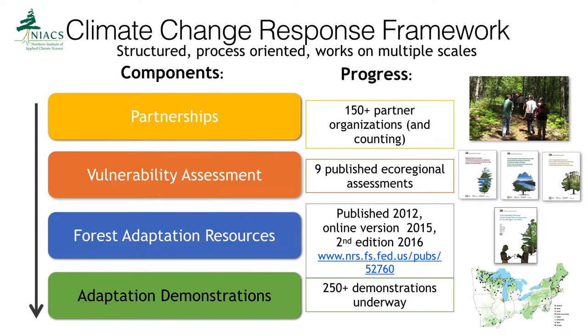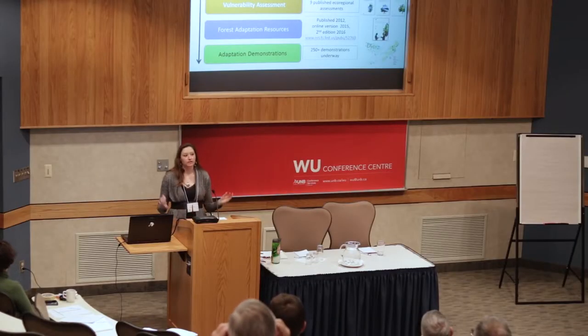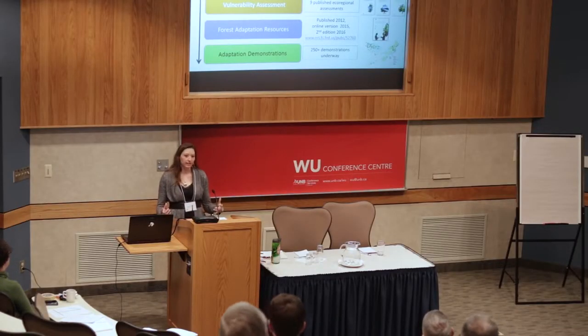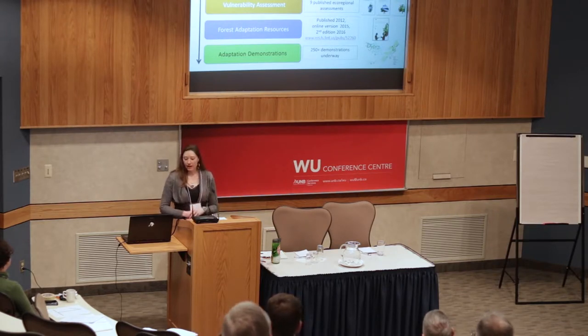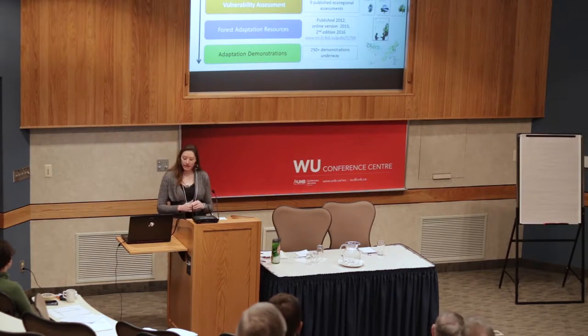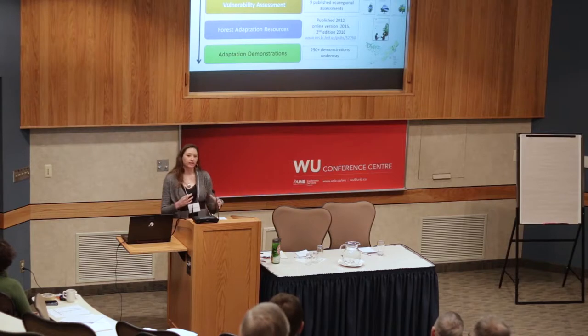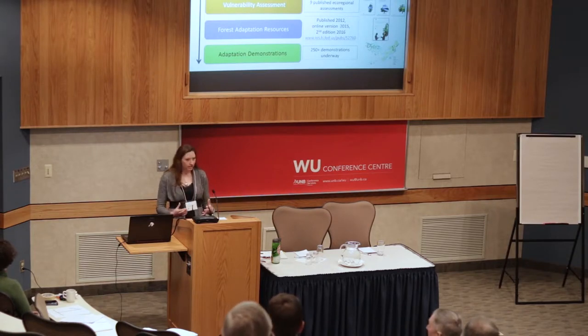We are working with all kinds of partner organizations across the Midwest and the Northeast of the United States. Then we create vulnerability assessments, which look at specific local, eco-regional vulnerabilities of the different forest ecosystems across the Midwest and the Northeast. Then we come to this forest adaptation resources process, which is our framework to come up with different climate adaptation management strategies for those local contexts, and then create adaptation demonstrations on the ground, actually providing local examples of what this could look like.